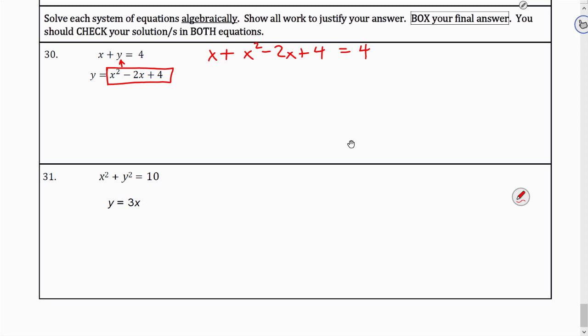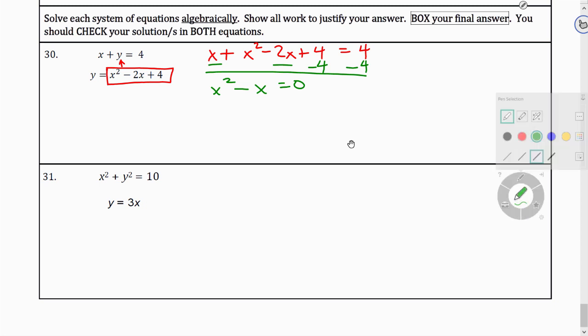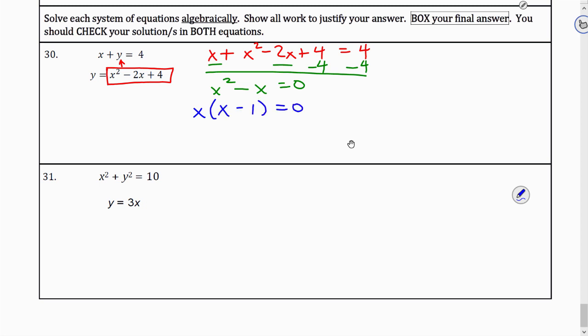Okay, and then I solve that. This is a quadratic. I will get one side equal to 0. I'll subtract 4 from both sides, and I'll rewrite this in a better order. So I have x squared, x minus 2x is minus x, and then that's 0 equals 0. Now I can factor, and this has a GCF of x. So I have x times x minus 1 equals 0.